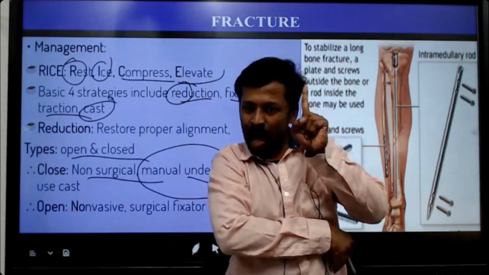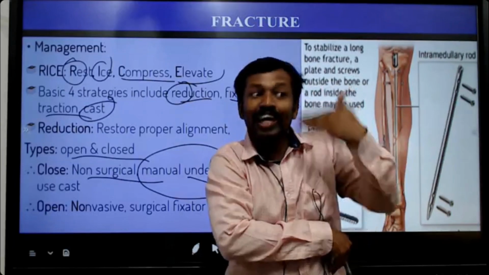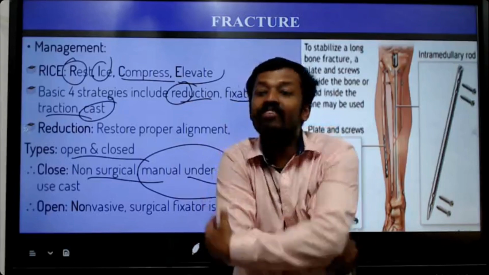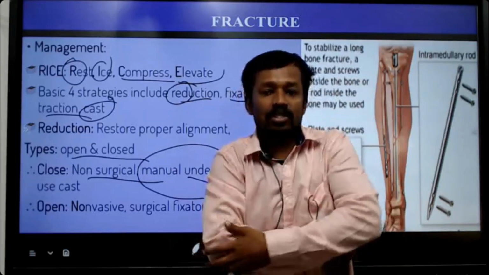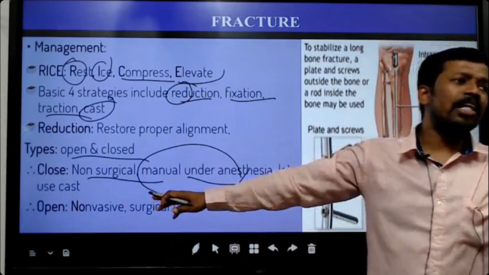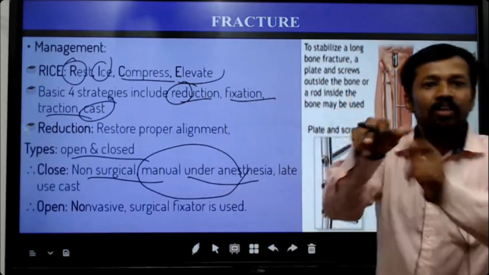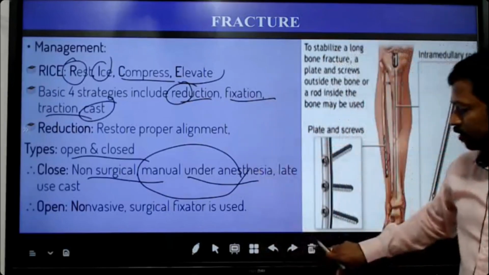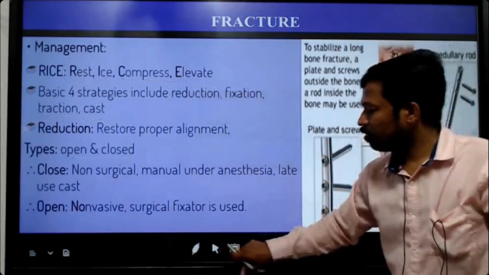If it has happened one time, there is a risk for repeated dislocation. So what will we do? We will correct it and we will keep a plaster cast. Then surgical management is open reduction. We will surgically open it in the OT and we will place it. Got it? Fix it. Okay, fine.